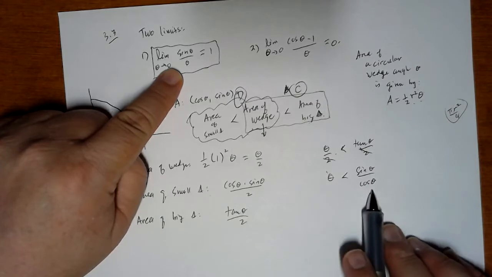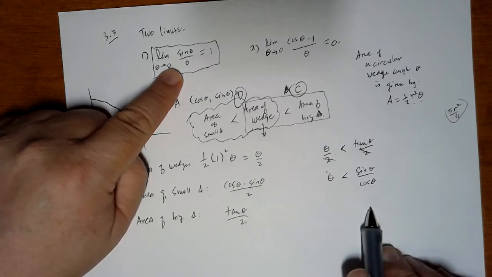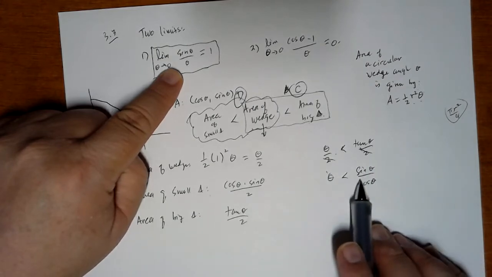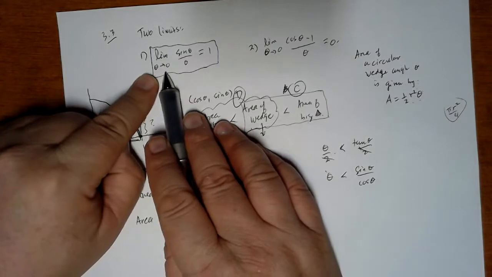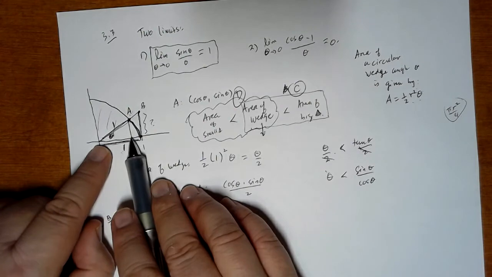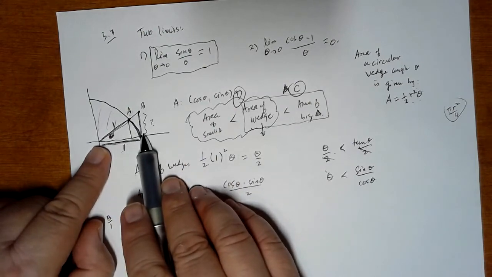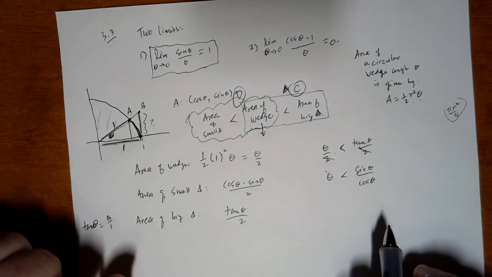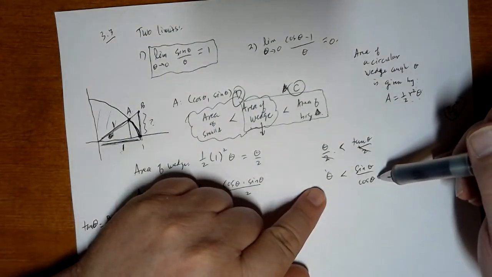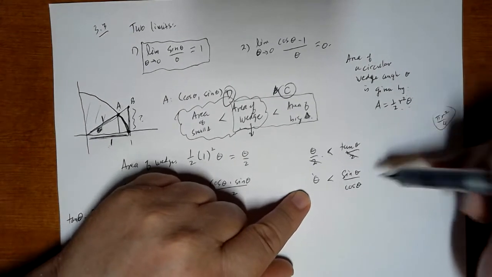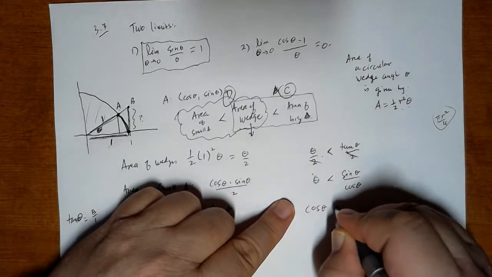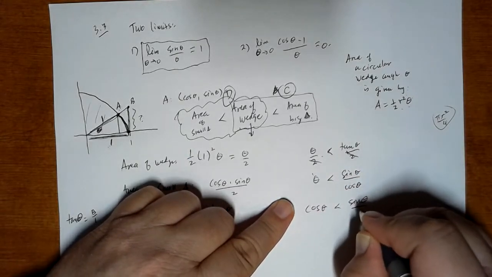So can I just divide both sides by theta, multiply both sides by cosine? Well, I don't have a problem as long as theta and sine and cosine are all positive numbers. And in this case, we're only really worried about theta small, and so we can assume that theta is in the first quadrant where sine and cosine are all positive. So all of our values are going to be positive, and we can go ahead and multiply and divide with reckless abandon. Cosine of theta must be less than sine theta over theta.